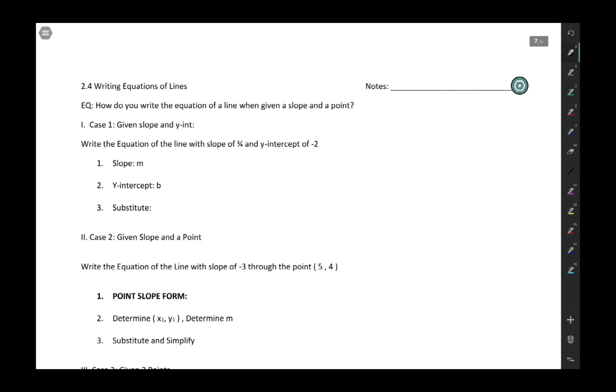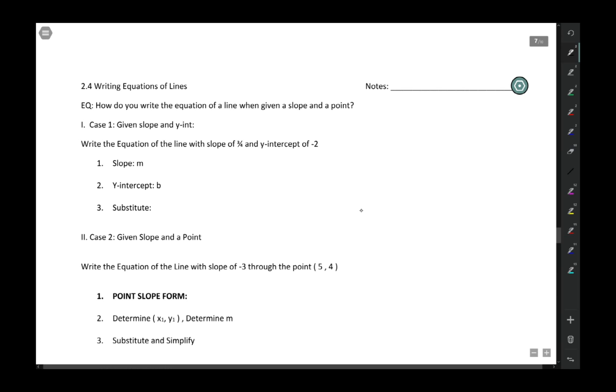Welcome guys to the 2-4 notes, writing equations of lines. Again, most of this might seem similar, so hopefully it won't take us too long. So, how do you write the equation of a line when given a slope and a point is our essential question. But first off, we're going to begin with case 1.